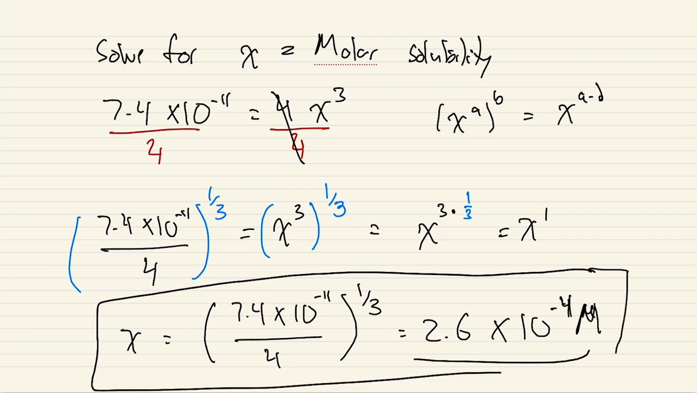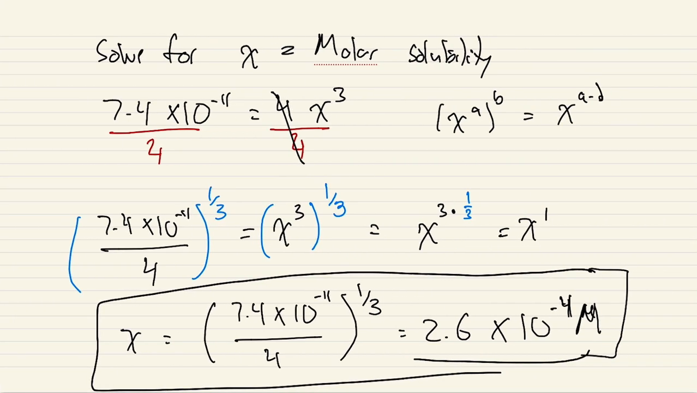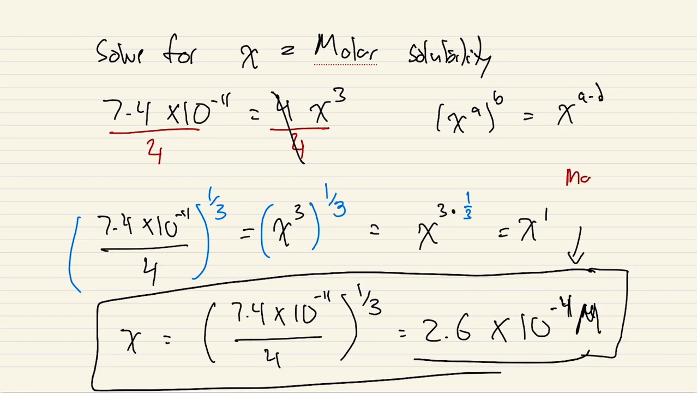We can also rationalize it because we use an ice table to solve for X, right? And that's looking at change in concentrations. So this is the maximum number of moles you can dissolve per liter for magnesium fluoride. Right, this is the max number of moles per liter we can dissolve of MgF2.